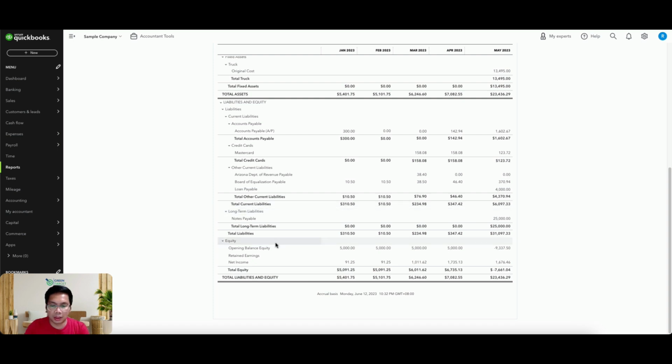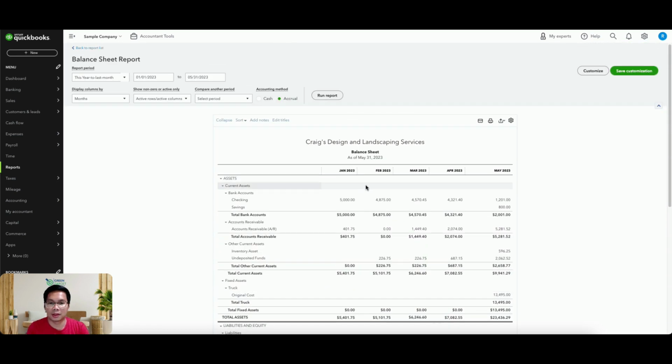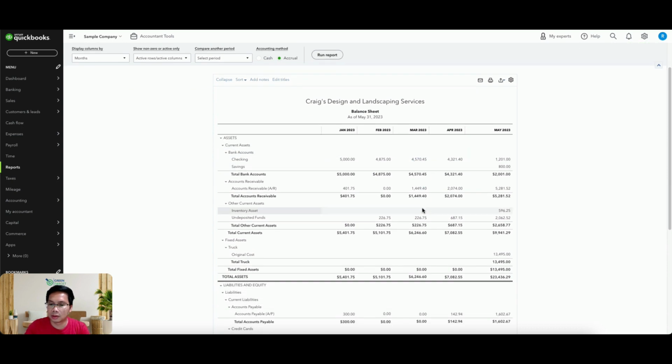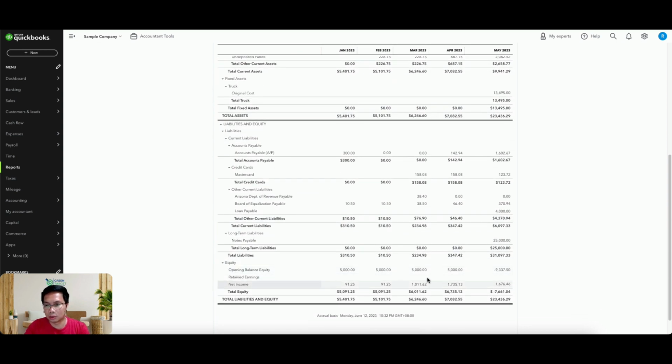After liabilities, we will have the bottom section, which is equity. So we have here retained earnings, opening equity, and net income, which is coming from the profit and loss. Net income becomes part of retained earnings once the year has been closed. And that's the different sections of a balance sheet. It's best to compare it from time to time on a monthly basis to see how your assets, liabilities, and equities are growing or moving up and down.